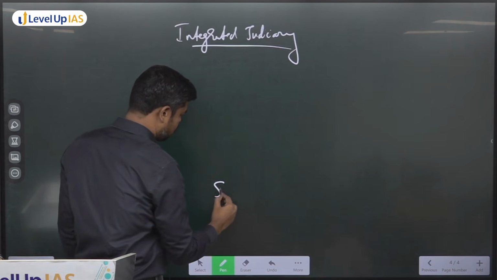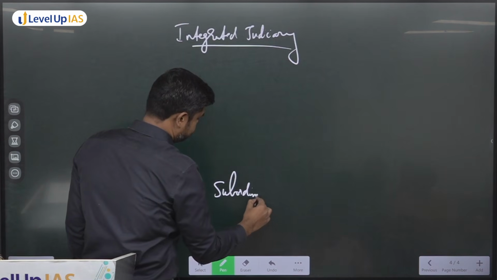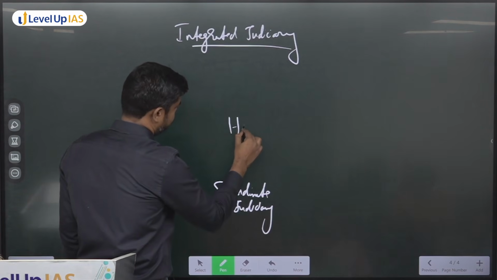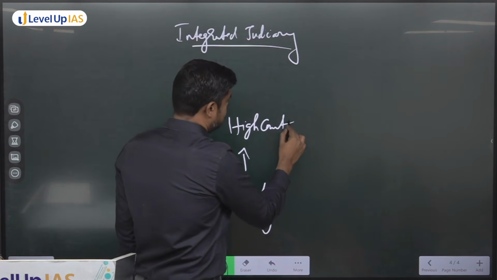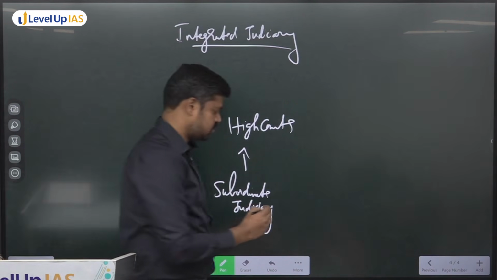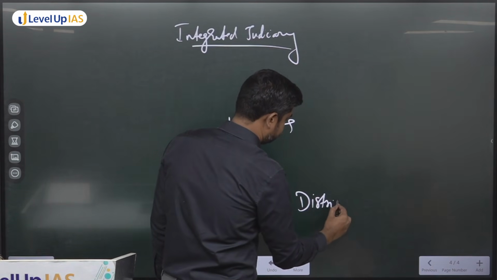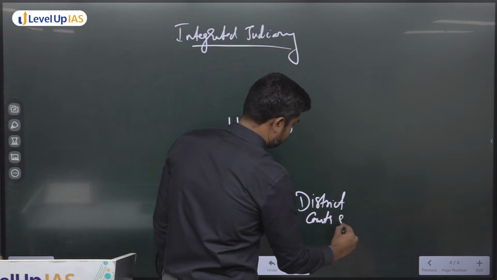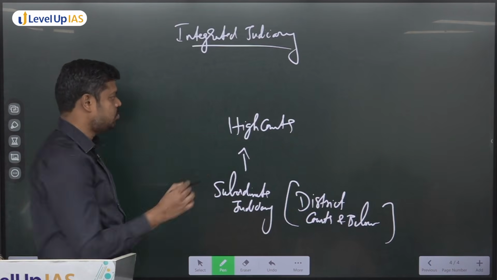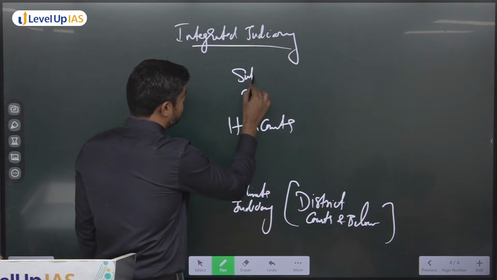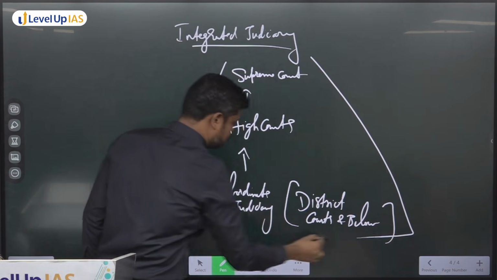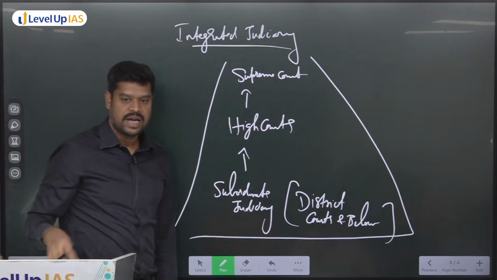At the bottom we have what is called the subordinate judiciary. And above the subordinate judiciary we have high courts. When I say subordinate judiciary, district courts and the courts below district courts, they are all considered to be subordinate judiciary. Then you have high courts, and above the high courts you have the Supreme Court. And this is one single hierarchy of judiciary. So this is what you will have to understand.